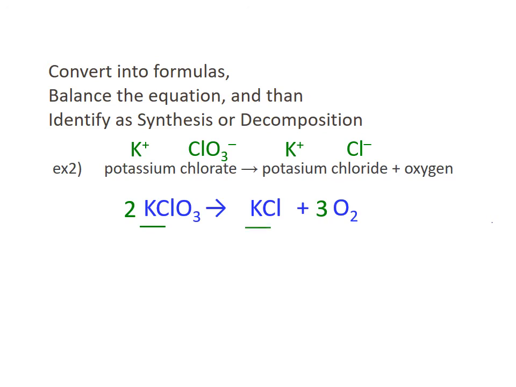I have 2 K's. I need 2 K's on this side, so I put a 2 in front. And now my potassiums are balanced out, as well as my chlorines, because I have 2 Cl's on either side. Now, identify as synthesis or decomposition. I had 1 thing that became 2 things. That is therefore decomposition.